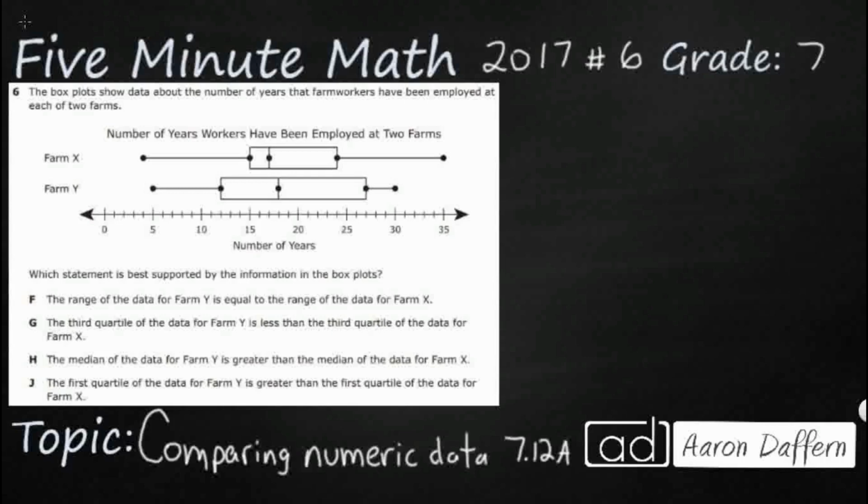Today we are looking at the 7th grade concept of comparing numeric data. This is standard 7.12a in the great state of Texas, and we are using item number 6 off the 2017 released STAAR test. If you have not done so already, please go ahead and take a moment to pause the video, work this problem out on your own, unpause it, and we will look at our answers together.